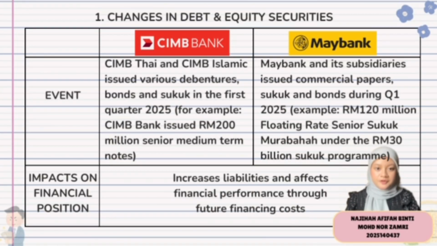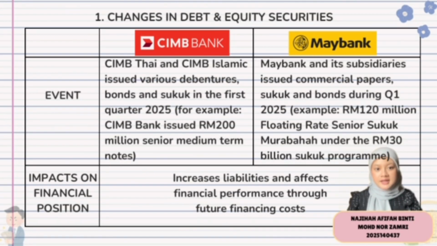The impact on financial performance: the interest or profit paid on the 500 million ringgit sukuk and the IDR 1.6 million bonds issued by CIMB, and the 3 billion ringgit sukuk issued by Maybank, are all recorded as interest expense or financing costs in the income statement. This recurring expense reduces the group's net profit in the current and subsequent interim periods.